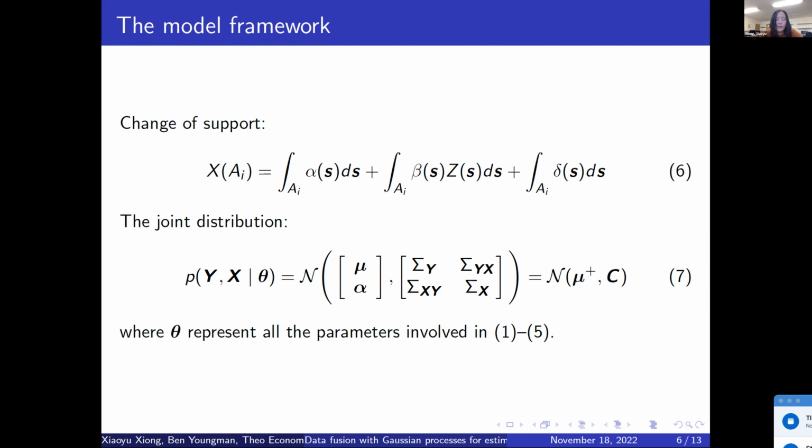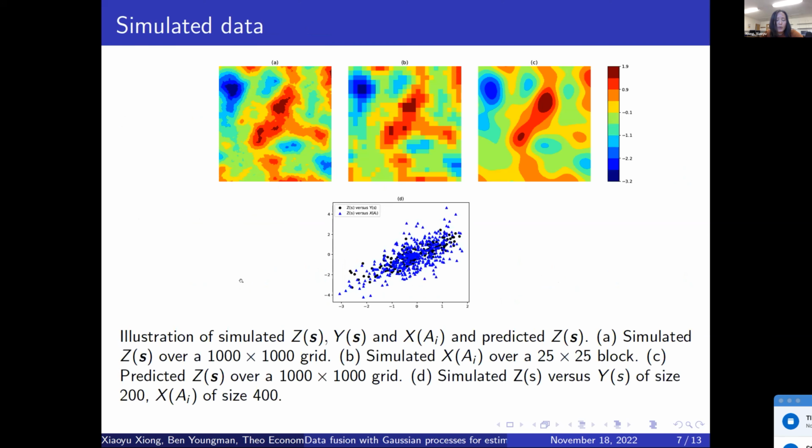This proposed framework extends the current data fusion framework by allowing a structured Gaussian process model discrepancy between the true process and the model output, while retaining the elegance of how the change of support problem is dealt with. We first did a simulation study to assess the practical feasibility and efficacy of this model framework.